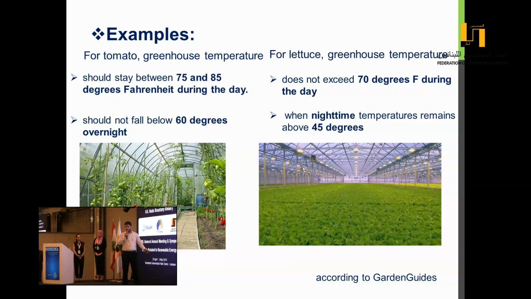For example, according to garden guides, if we take two examples, the first is tomato, which must stay between 75 and 85 degrees Fahrenheit during the day and above 60 degrees overnight. Another example is the lettuce, which does not exceed 70 degrees Fahrenheit during the daytime and should stay above 45 degrees during the night.